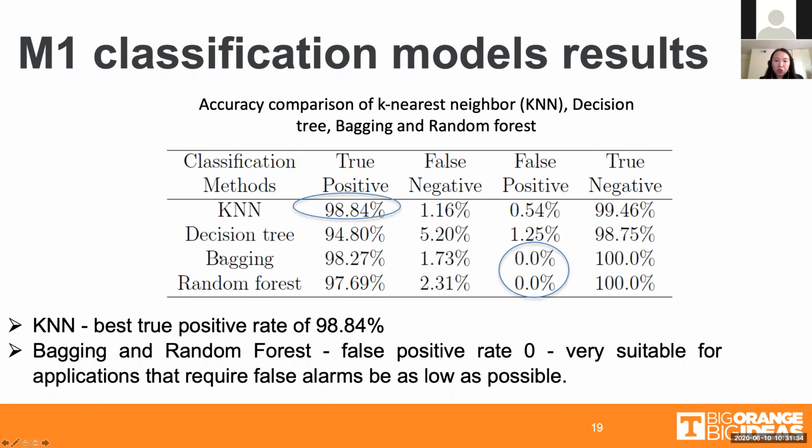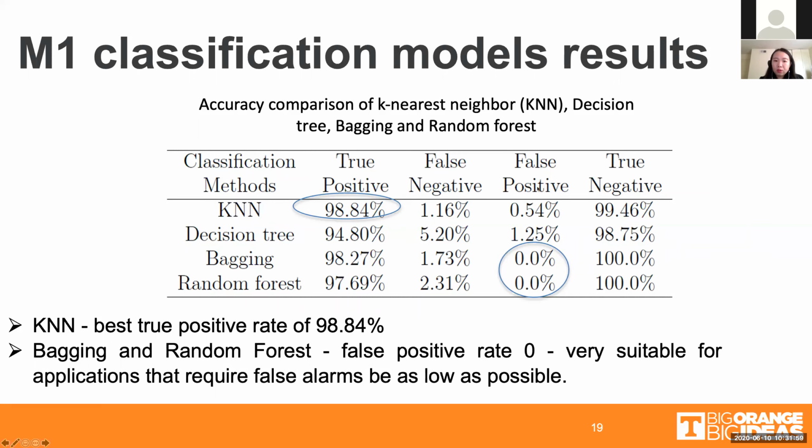so we can get the accuracy of the model. And this table shows the accuracy comparison of these four models. So the true positive means it is a cyber attack, and the algorithm classified it as a cyber attack. So we know this value should be as high as possible. So we can see here the KNN gives the highest true positive.